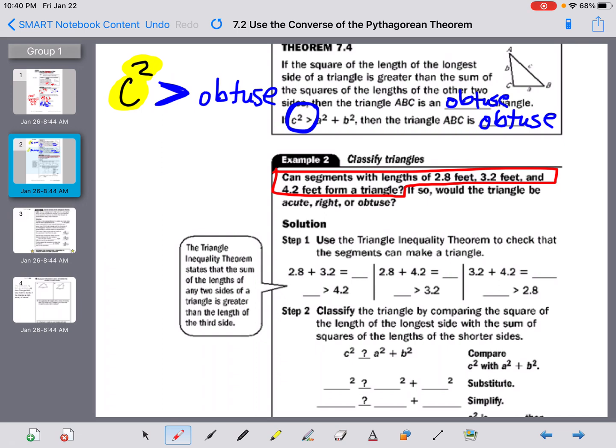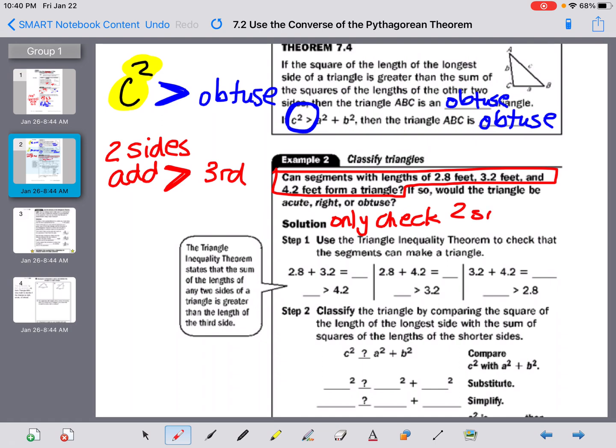Okay? The rule is two sides need to add up bigger than the third side. Okay, that's the rule. Two sides have to add up bigger than the third side. And if you remember from Chapter 5, we said we could check this all day long, but really you only need to check the two smallest, okay? So if you add up the two smallest and it's bigger, not equal to, but bigger than the third, we will be able to make a triangle.